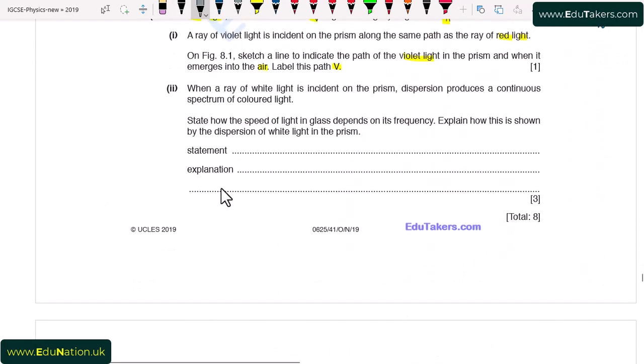Next part, 2. When the ray of white light is incident on the prism, dispersion produces a continuous spectrum of colored light. State how the speed of light in glass depends upon its frequency. Explain how this is shown by the dispersion of white light in the prism. So, first of all, it's a statement, and we also have to explain this.